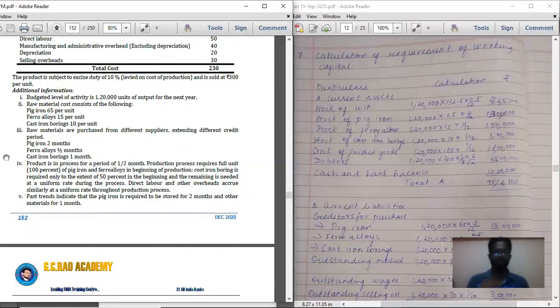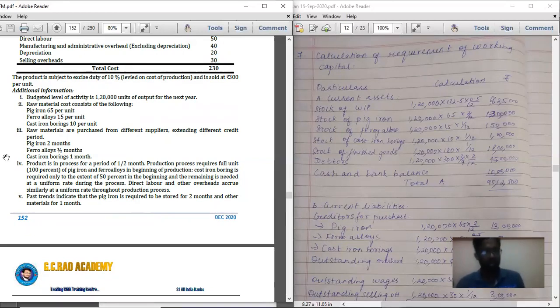And next is point number 4. Product is in process for a period of half month. That is, work in progress is half month. Product process requires full unit, 100% of pig iron. See, this is the combination of the work in progress that they have explained. In work in progress, 100% of pig iron and ferro alloys in the beginning of production, and cast iron borings is required only to the extent of 50% in the beginning, and the remaining is needed at a uniform rate. That is 50% at the beginning, and the remaining 50% at regular intervals.